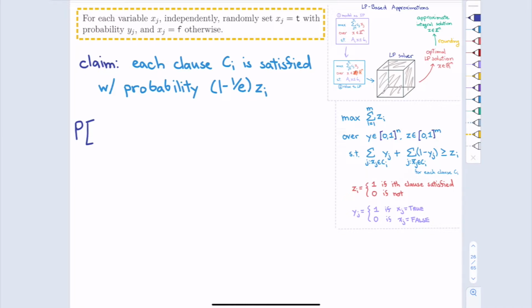Okay, so we need one coin toss to come out in our favor, which means sometimes it's actually easier to analyze the probability that CI is not satisfied and upper bound that. Okay, so what is this equal to?